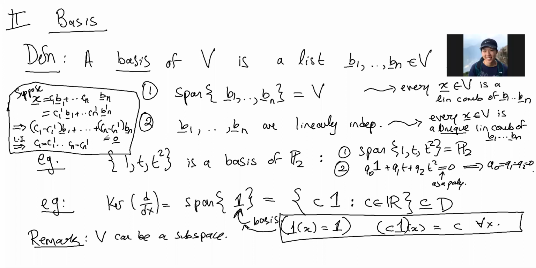Okay. But now you get to use linear independence. So the whole point is that they're linearly independent. So if I have a linear combination of b1 through bn that's equal to 0, then all the coefficients have to be 0. Oh, right. So then c1 must be equal to c1 prime. So that means that x actually cannot be written in two different ways. Exactly. That's the proof of uniqueness.